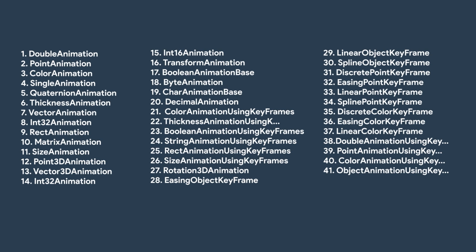WPF has over 40 predefined animation classes that can be used to animate a variety of property types. These may include the double type, point, color, thickness, vector, etc. Now, it's worth noting that WPF also allows developers to create custom animations that target property types that are not covered by the predefined animation classes. Now, there are several ways of applying animations in WPF, using code behind or storyboards. So with that being said, let's go to Visual Studio and get to the coding.